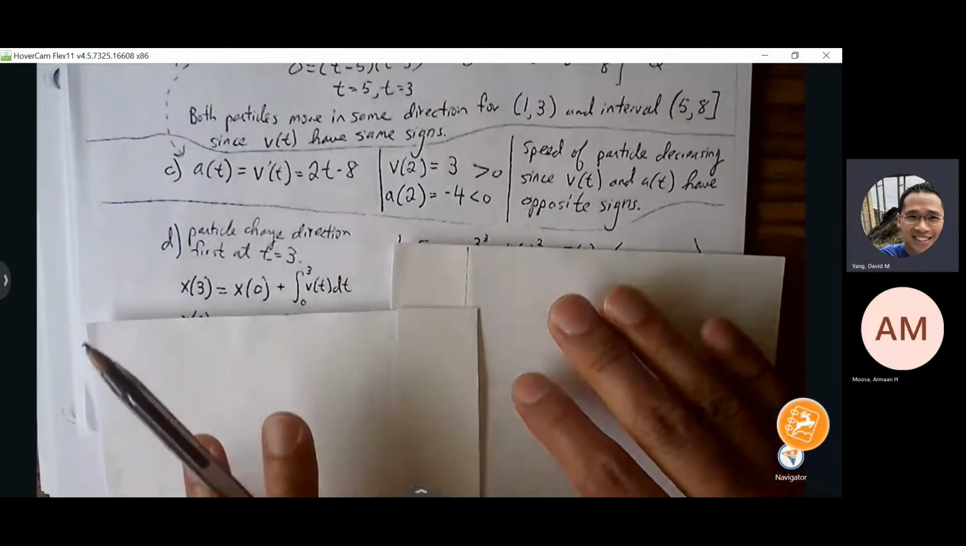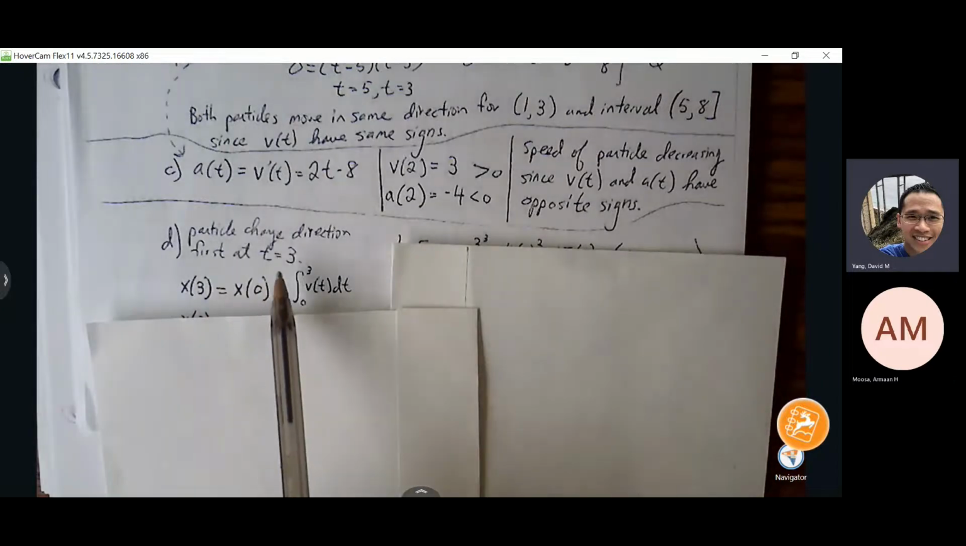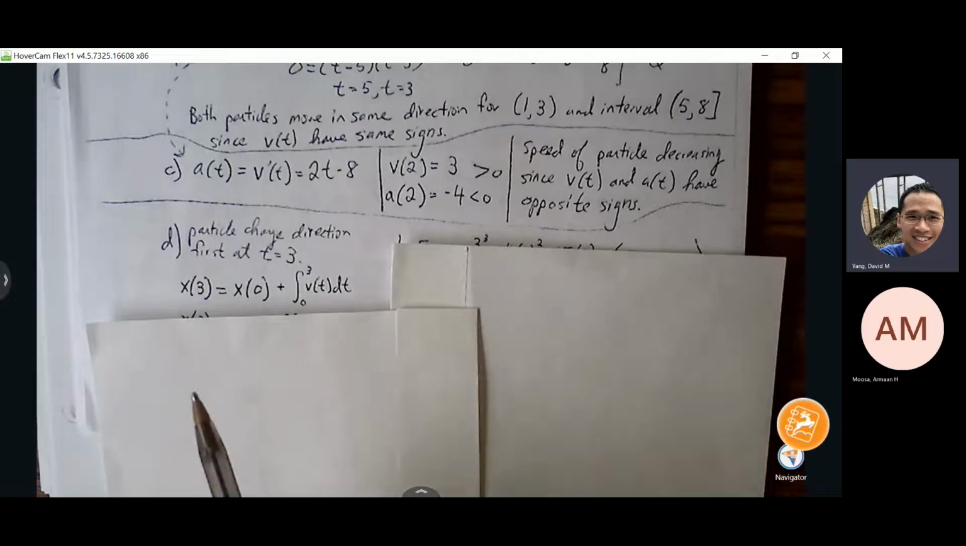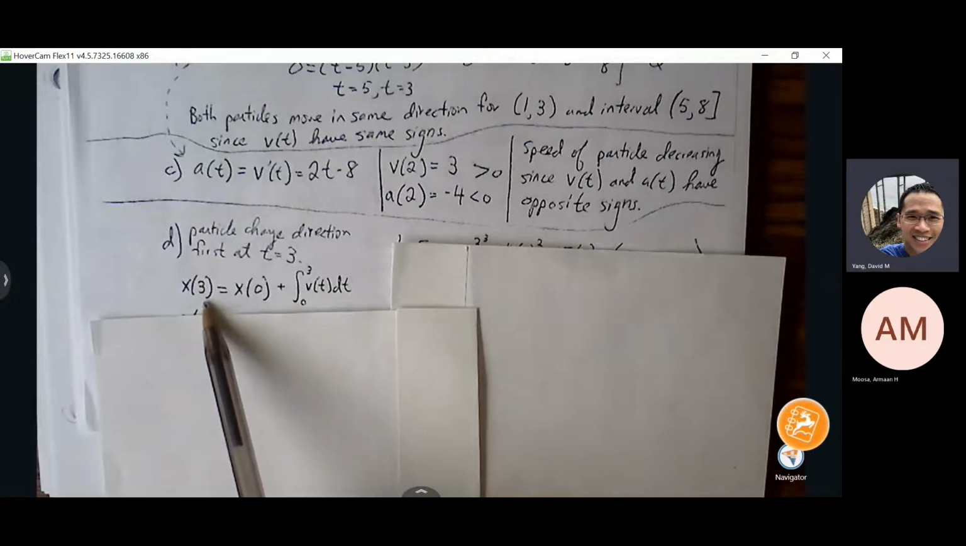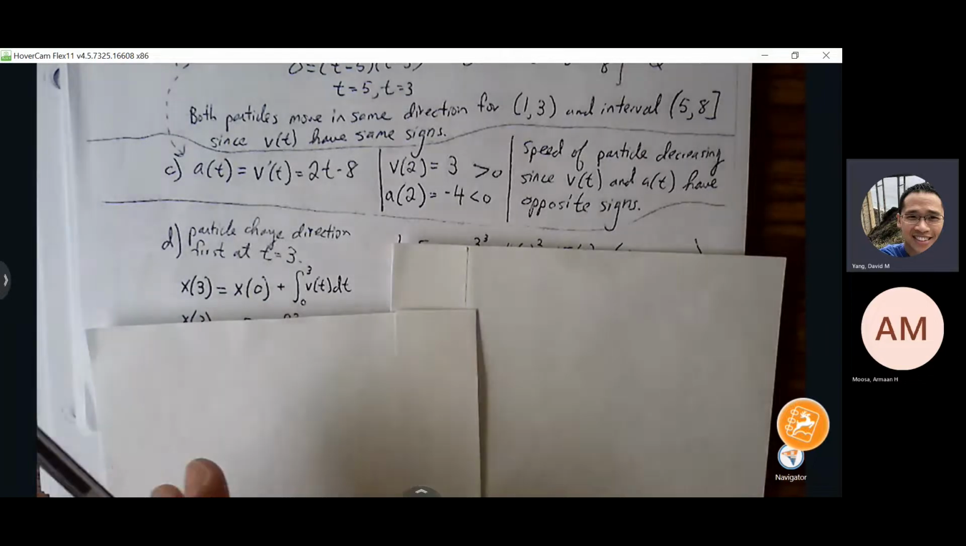So final position equals initial plus displacement. The first time particle Q changes direction is at t equals 3. So I want to figure out what x of 3 is. I'm going to start at x of 0.